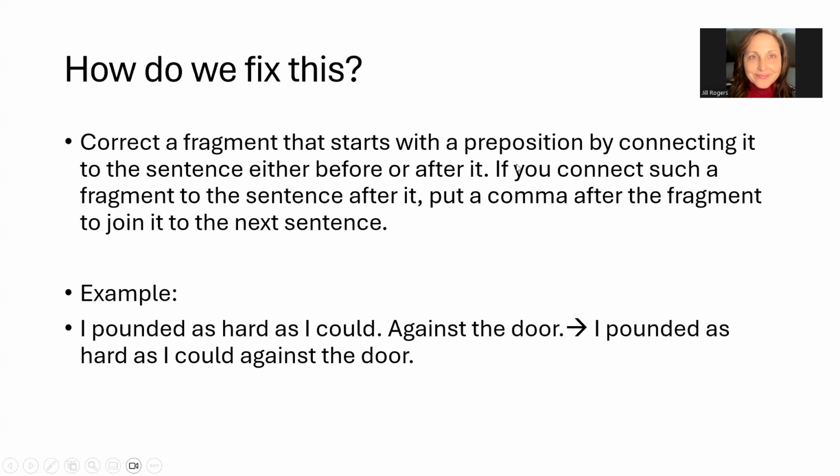Correct a fragment that starts with a preposition by connecting it to the sentence either before or after it. If you connect such a fragment to the sentence after it, put a comma after the fragment to join the next sentence. Okay, so I'll explain and give some examples of that later. But for this one, all we have to do is take out the period, make a lowercase, and add this prepositional phrase to the sentence because it makes sense.